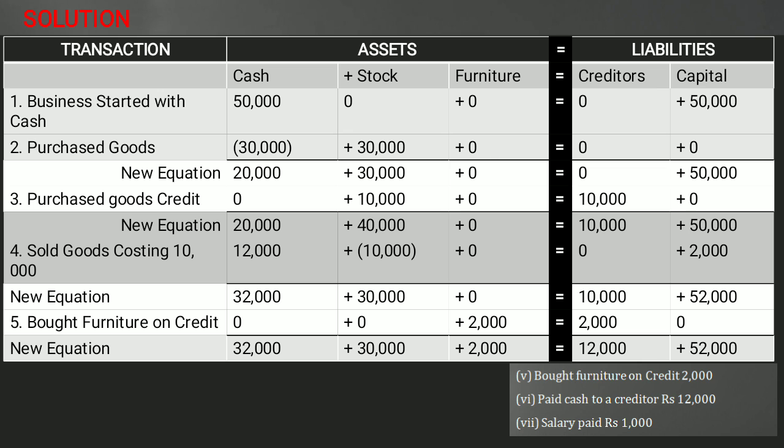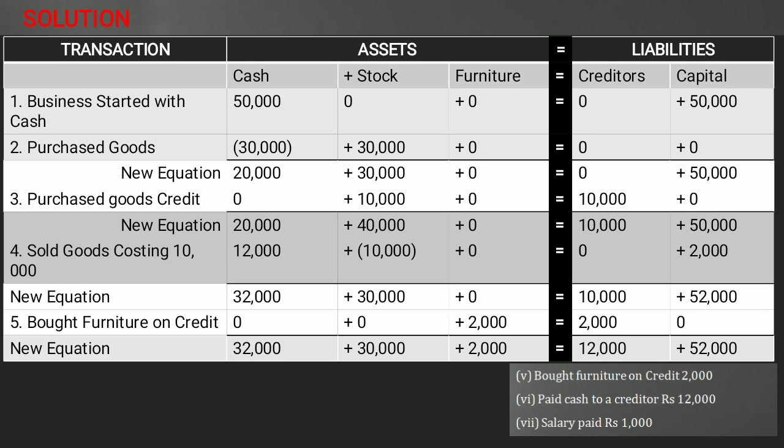So after this fifth transaction, our revised assets and liabilities are: cash, there is no effect on cash, so it will be 32,000. There is no effect on stock, so it will be 30,000. But we are getting furniture worth rupees 2,000, so definitely furniture will appear here, worth rupees 2,000. Creditors, it was 10, but just because of the credit transaction it will increase by 2,000, so revised creditors will be 12,000, and capital it was 52, so it will be the same.